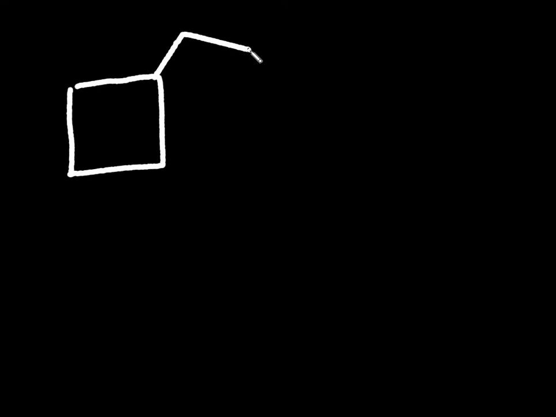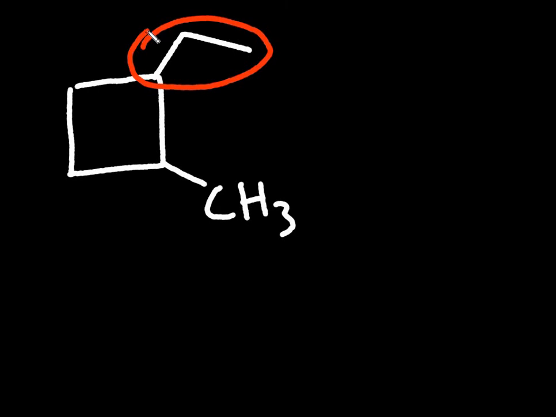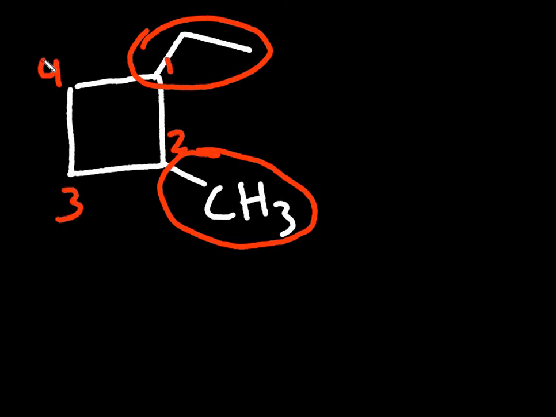How about this one here? Where do we start counting? This substituent has more priority over this. So we're going to start counting here and go 1, 2, 3, and 4. 4 carbons. So we have a butane parent name.